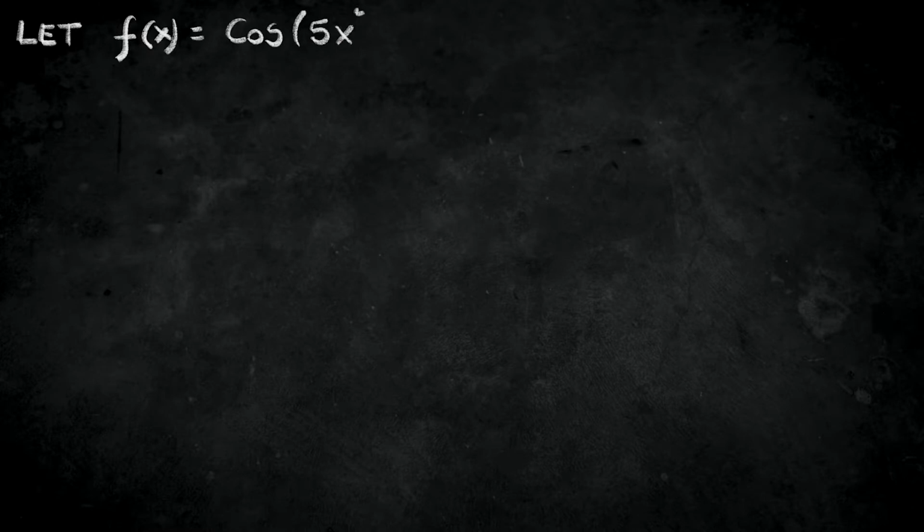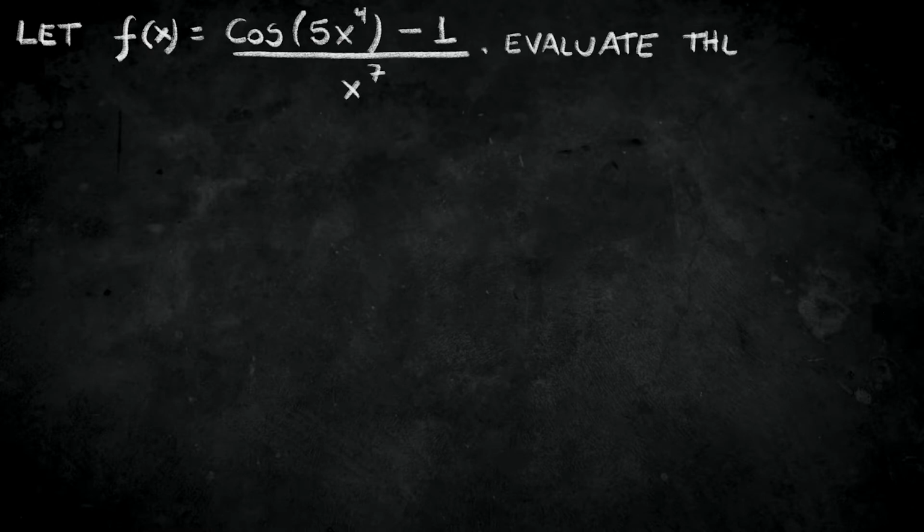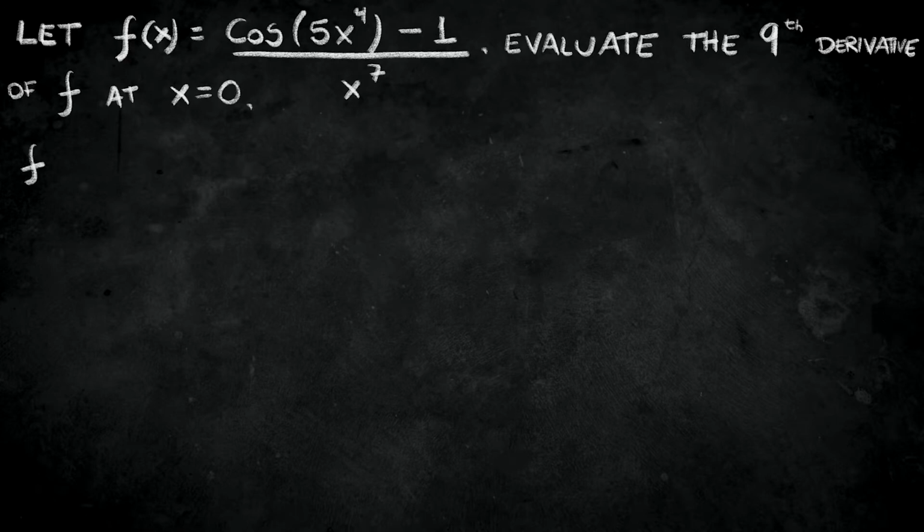Let f of x be cosine of 5x to the power 4, minus 1, over x to the power 7, and evaluate the 90th derivative of f at x equals 0. Let's divide it into a couple of steps.